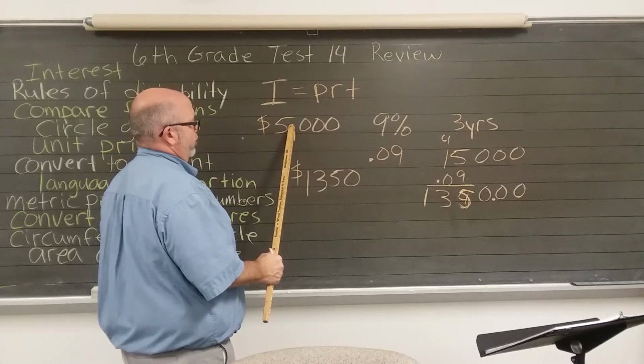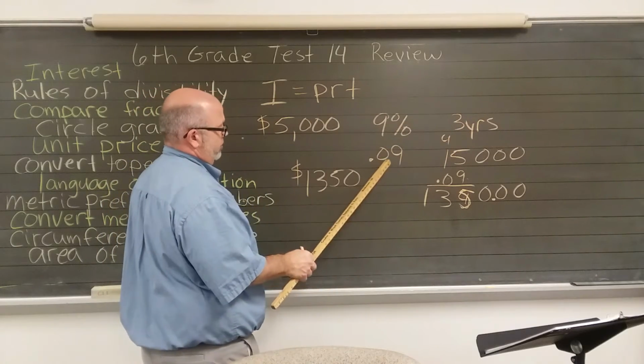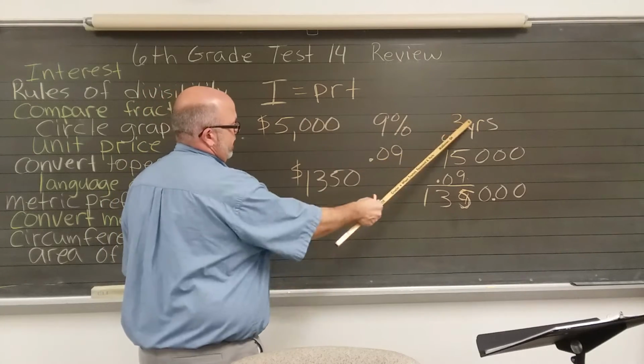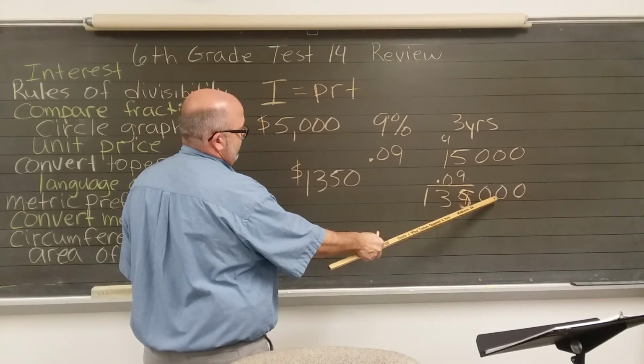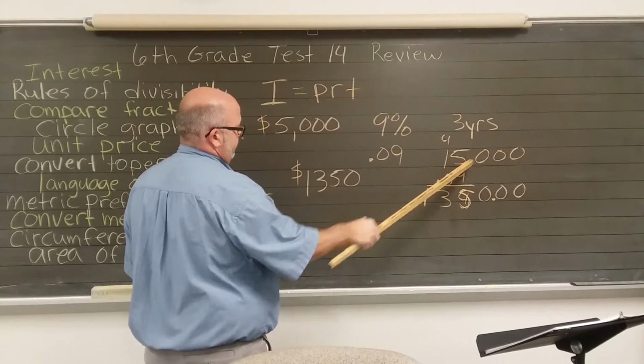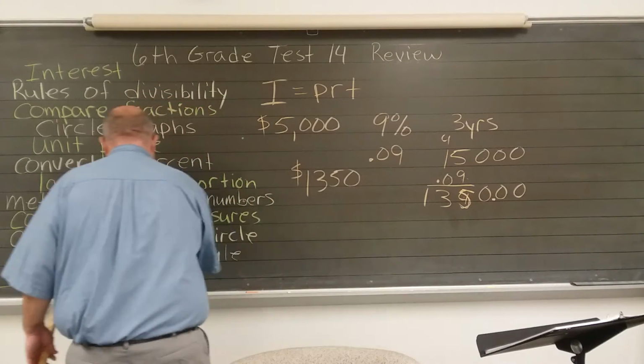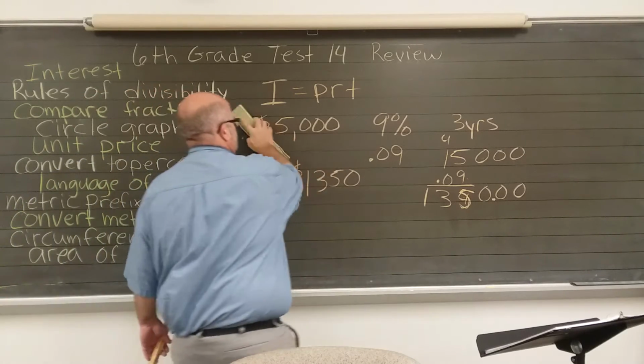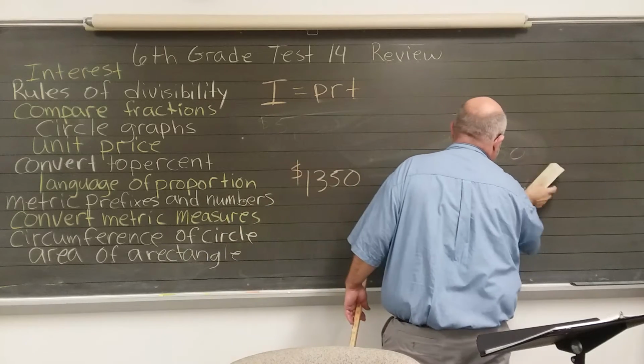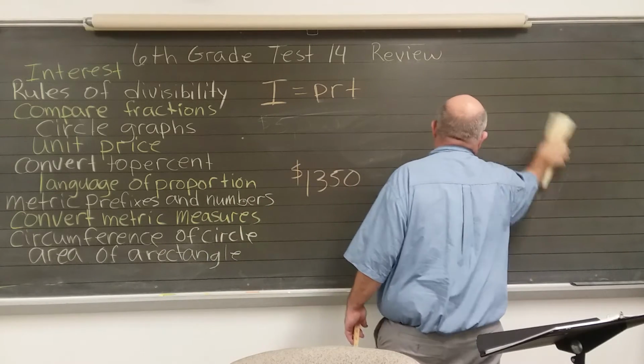Multiply, doesn't matter what order. 5,000 times 3 times 0.09. 5,000 times 0.09 times 3. Make sure you work the decimal, put it where it belongs, make sure you have all the zeros that you need. Simply a multiplication problem. Principal times rate times time. Interest.